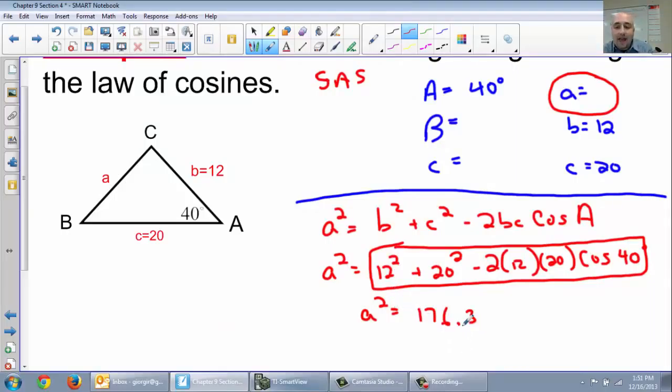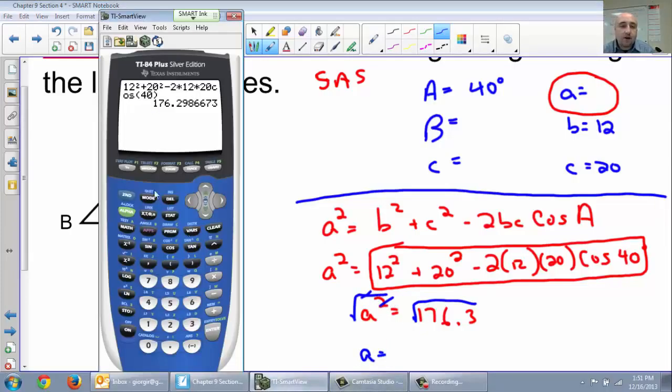I'm interested in a. So I need to square root both sides to get rid of my a squared. So the power of 2 and the square root cancel. I'm left with a is equal to. I go back to my calculator, second square root, second answer, and that means taking the square root of 176. Let me just type that in there.